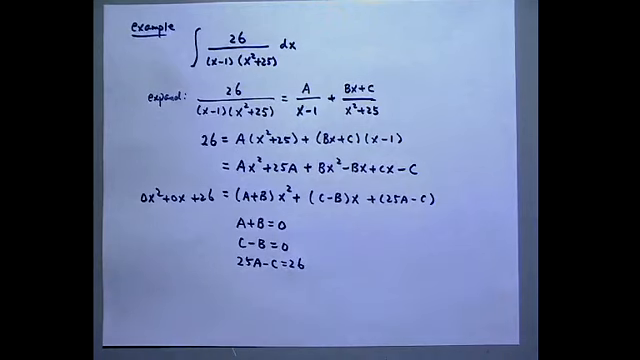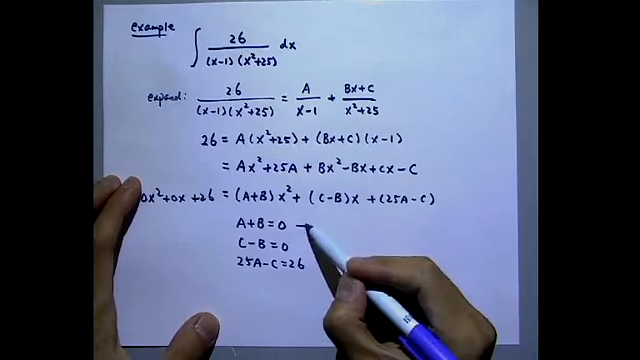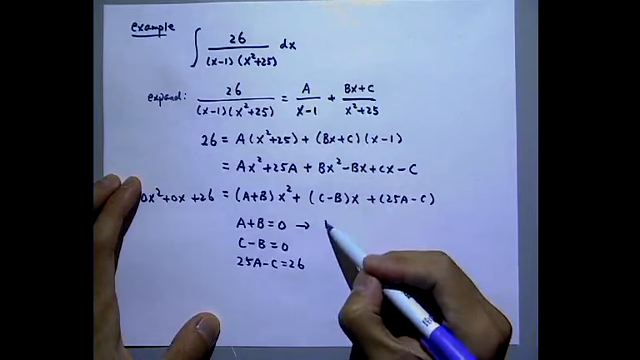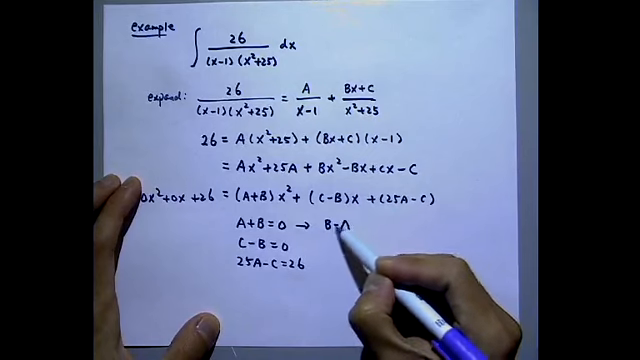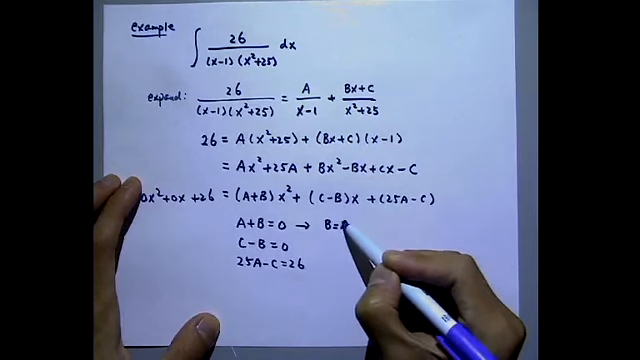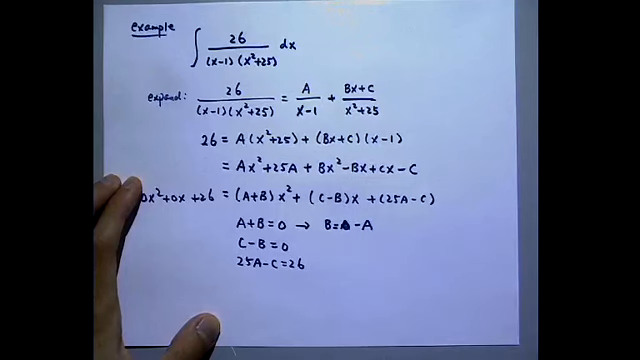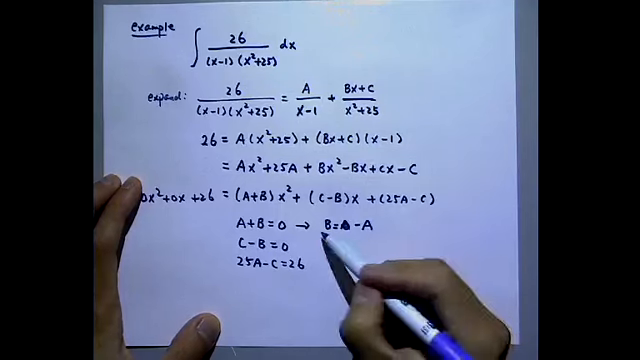Three equations, three unknowns. So in principle, we can solve for all three unknowns. Solve this any way you feel comfortable with. I'll show you the substitution way. From the first equation, we can say that b is equal to minus a. And then let's substitute this into the second equation.